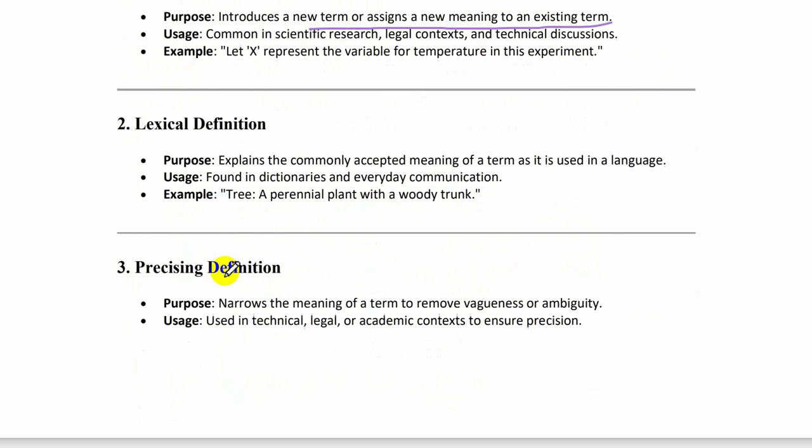Lexical definition. It explains the commonly accepted meaning of a term as it is used in a language. It is found in dictionaries and everyday communication. For example, tree: a perennial plant with a woody trunk.